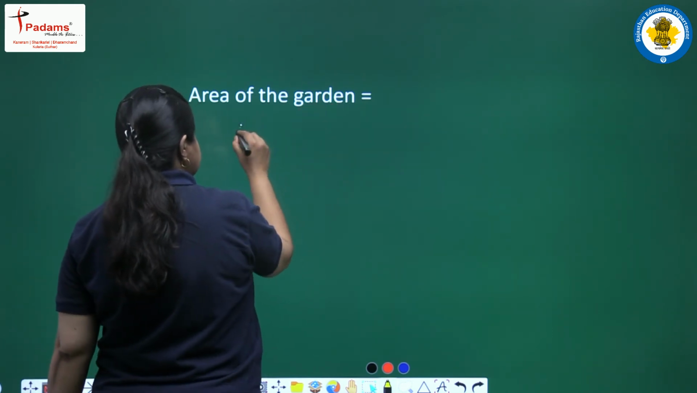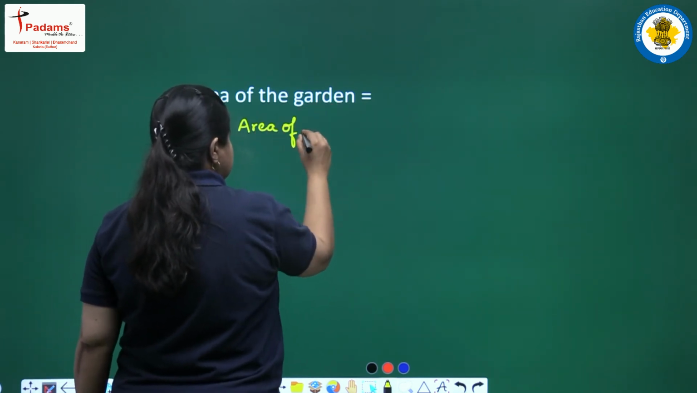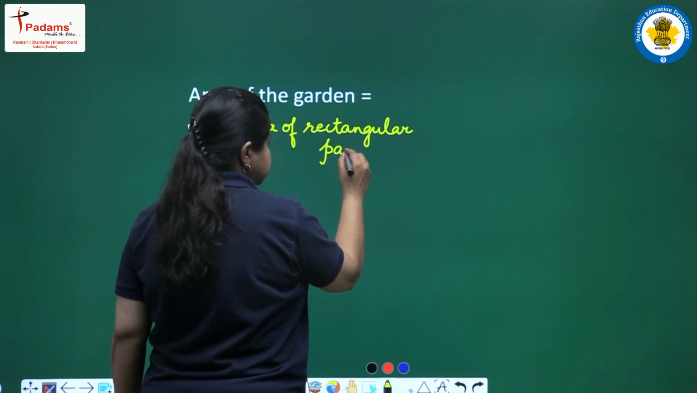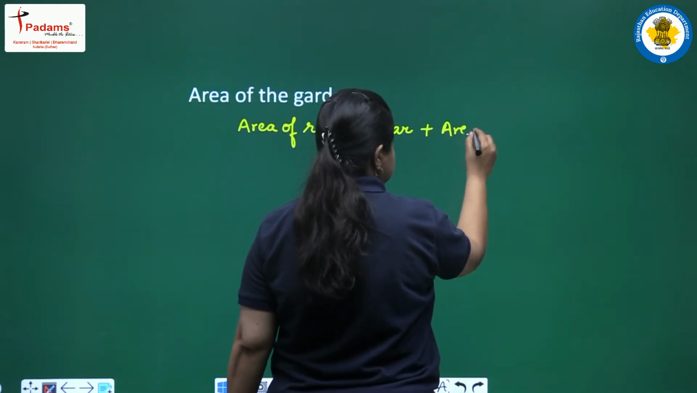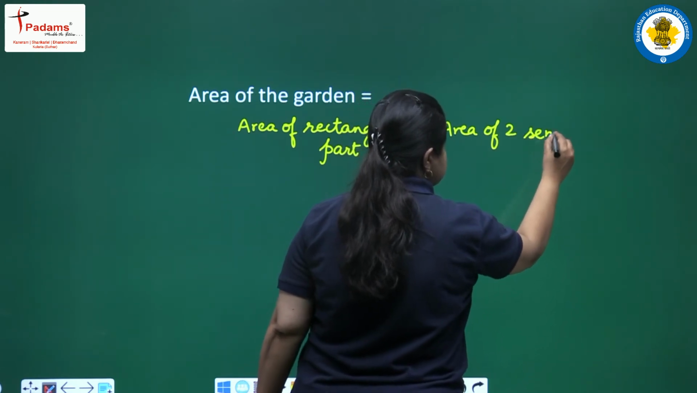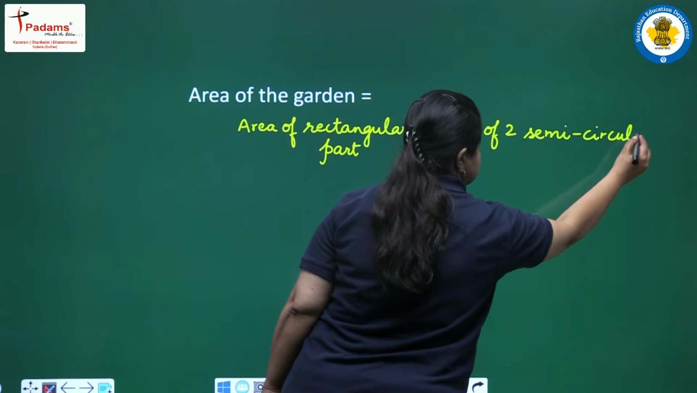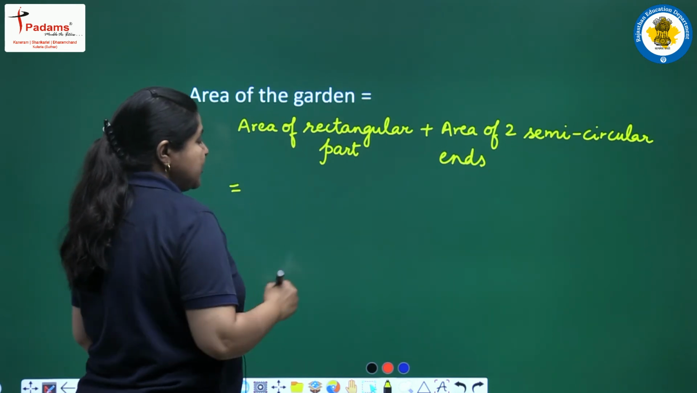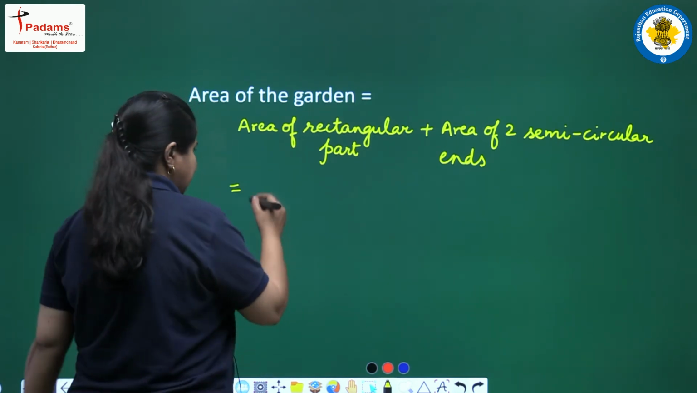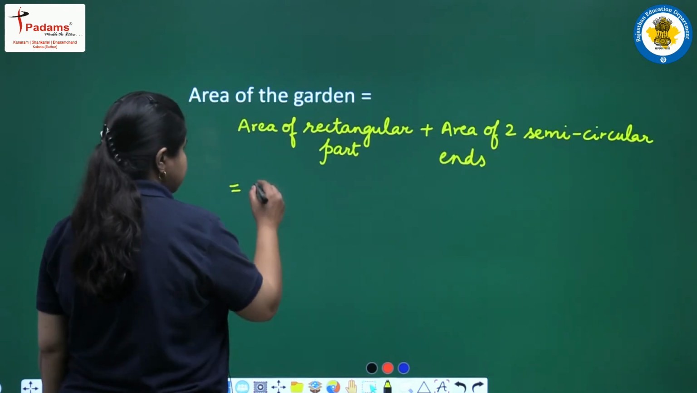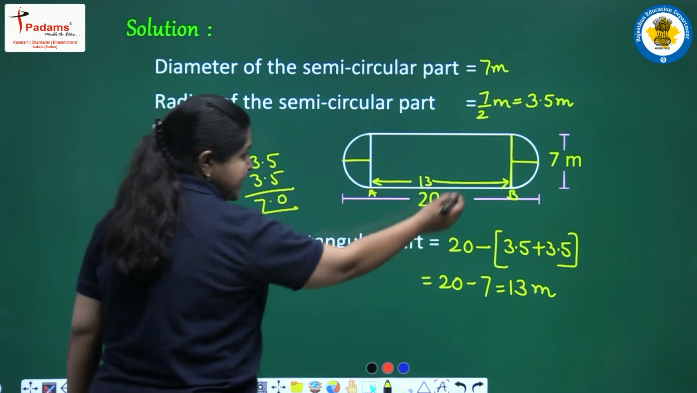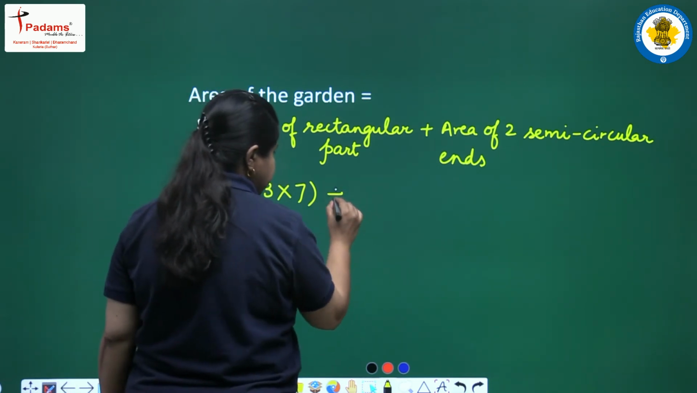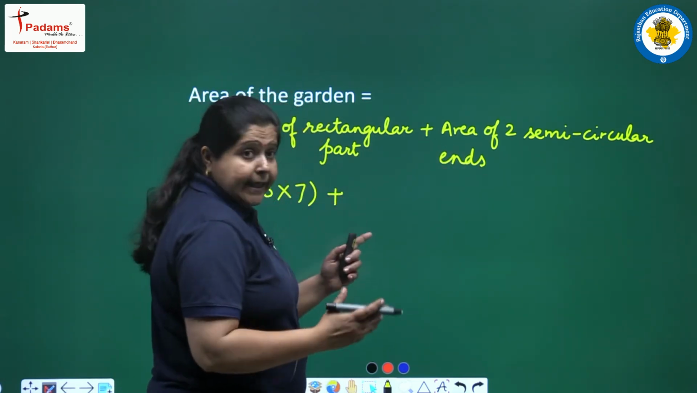Area of the garden will be equal to area of rectangular part plus area of two semicircular ends. We will be adding these two areas to find the area of the garden. अब rectangular part का जो area होगा वो क्या होगा? Length into breadth, and the length we have found it to be 13 meters. And the breadth is given to be 7 meters. You can visualize from the figure. So 13 into 7, this is the area of rectangular part, plus here 2 times the area of semicircle.